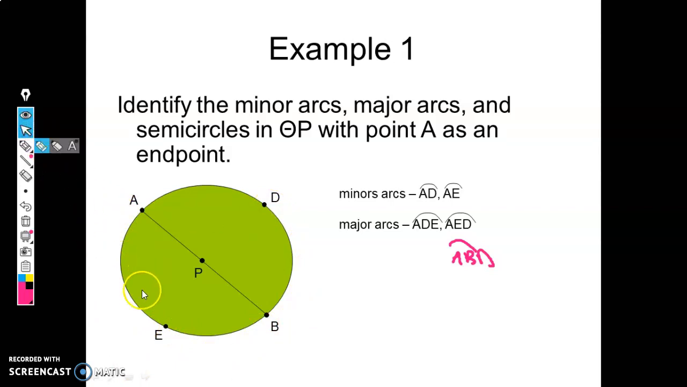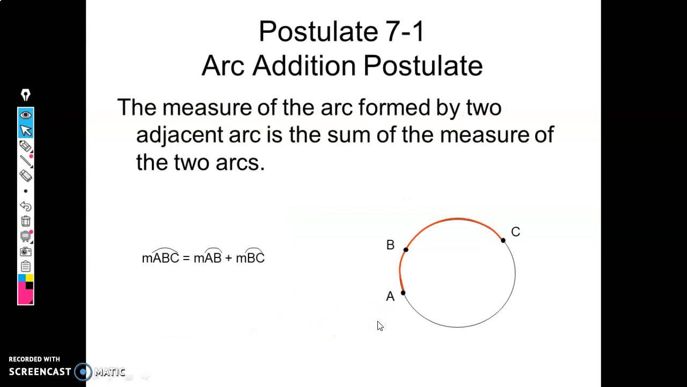All right, and the semicircle, and there are two semicircles. Can you name them? All right, there they are. And let me get rid of that. Okay, very good. So, arc addition postulate.